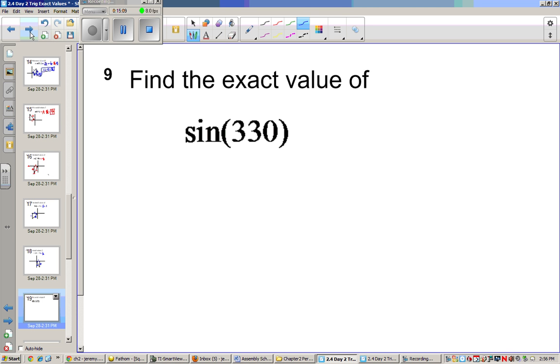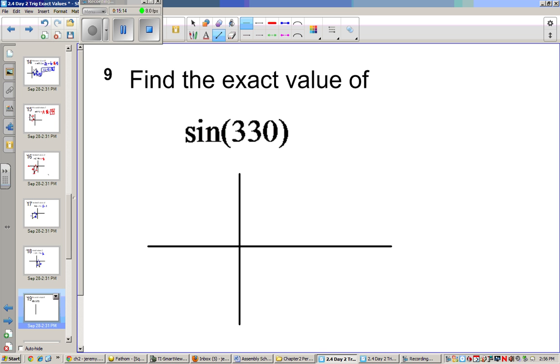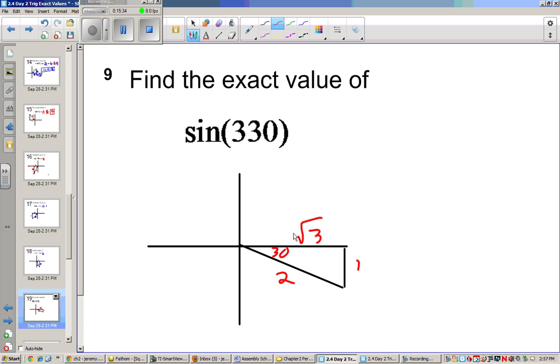All right, sine of 330. Again, try this by pausing the video. 330 degrees, 0, 90, 180, 270, 360. So back 30 degrees from that. And the opposite is going to be 1, 2, root 3. Now we'll check my negatives. That's positive, and that would go negative. So for my sine, I do opposite, which is negative 1, over hypotenuse, which is 2.